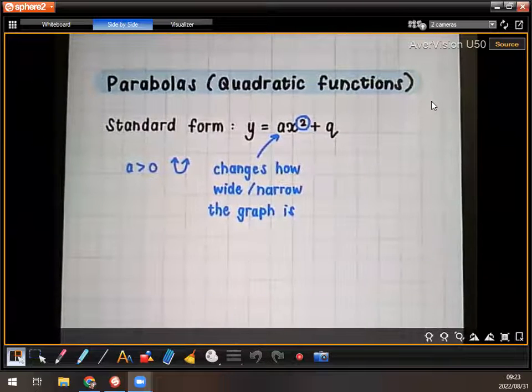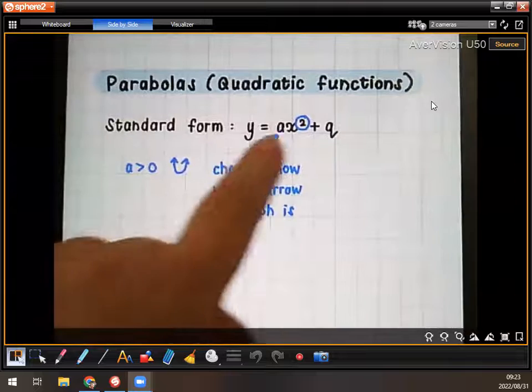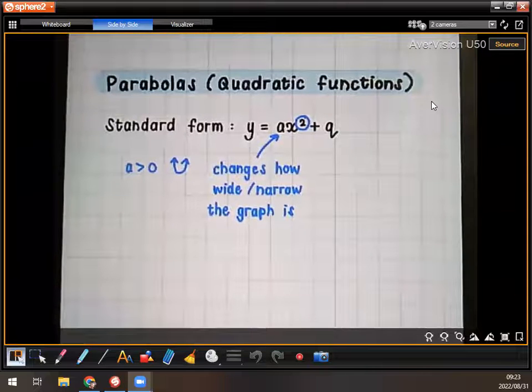So the coefficient of x squared. In a teacher exam, they might give you a letter that's not an A, like px squared or any other letter. A is just a placeholder for the coefficient of x squared. So whatever the coefficient of x squared is, if that is a positive value, then your graph is going to be an upward facing parabola, right? Positive up, that makes sense, okay?